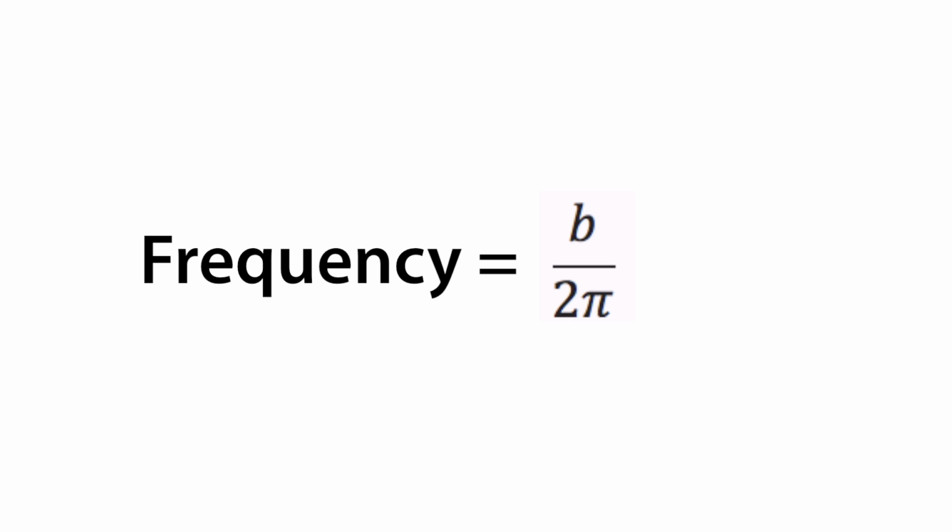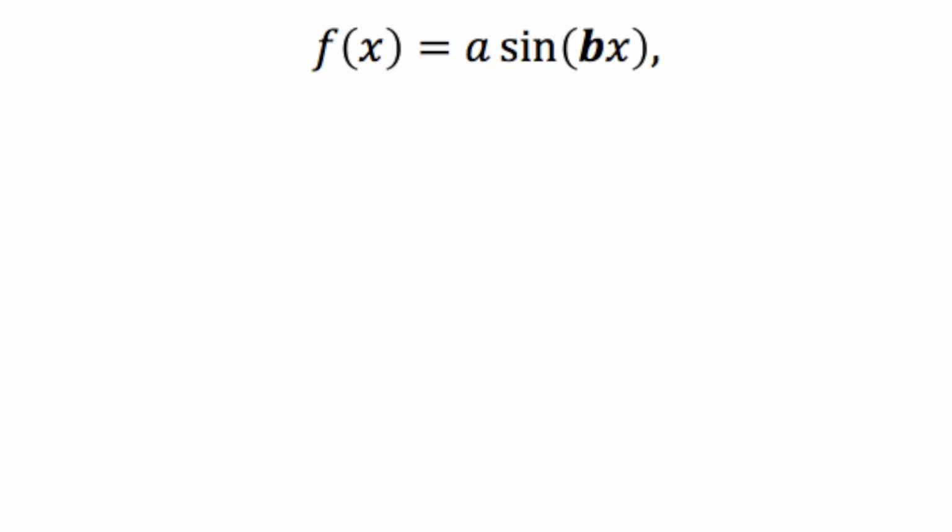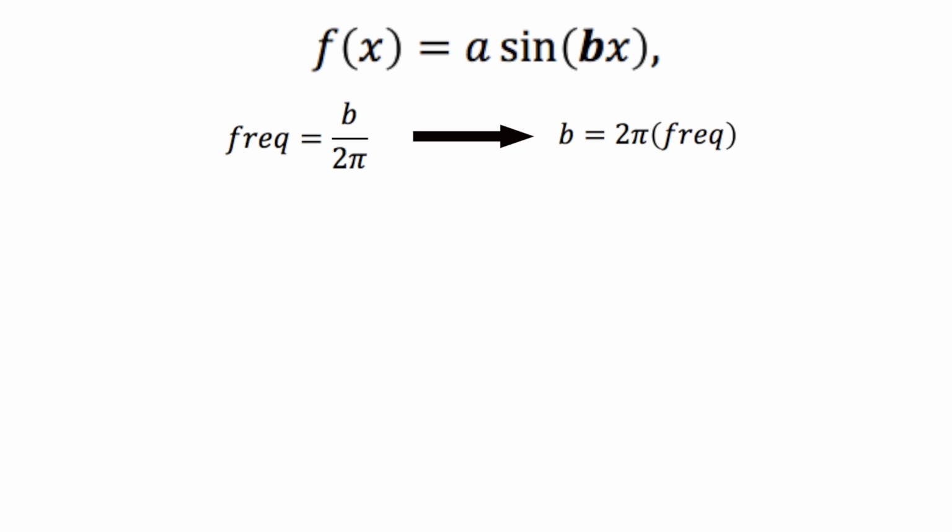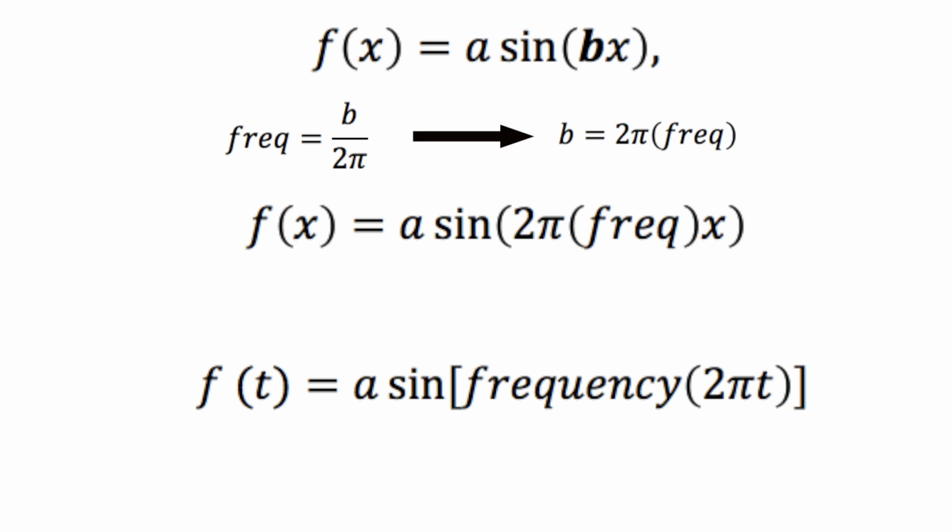This explains the equation for the graph of a sound wave. You start with the basic equation of sine, and since you know what frequency is, you can rearrange the formula to find b. Substitute b for frequency multiplied by 2 pi, and rearrange the equation, and you get the equation for a sound wave.